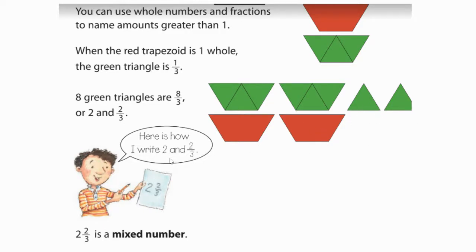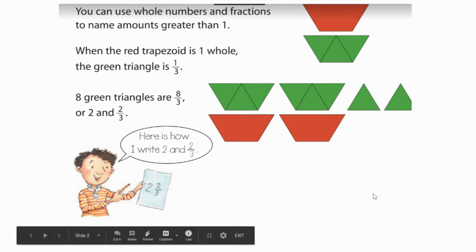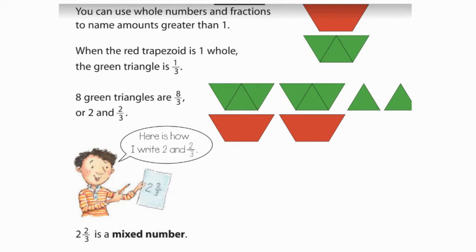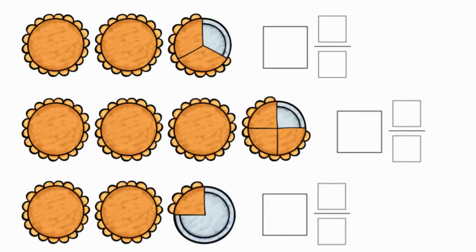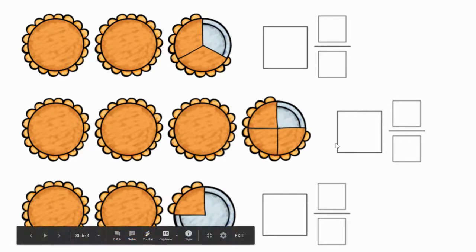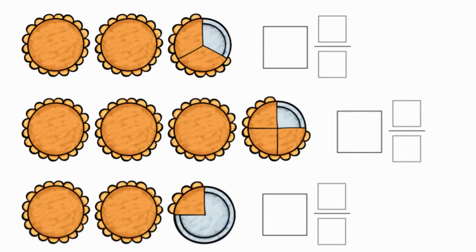So here's how I write 2 and 2/3. 2, 2/3. And this is called a mixed number. So when you have wholes and a proper fraction together, 2 and 2/3 is a mixed number. All right, so we're actually going to start with pie today, and we're going to be working with improper fractions and mixed numbers. So these here are what you would see when you're writing a mixed number, which is the whole mixed with the proper fraction. And then the improper is the version where you have all the parts on the top, which is bigger than the fraction. You'll see what I mean.